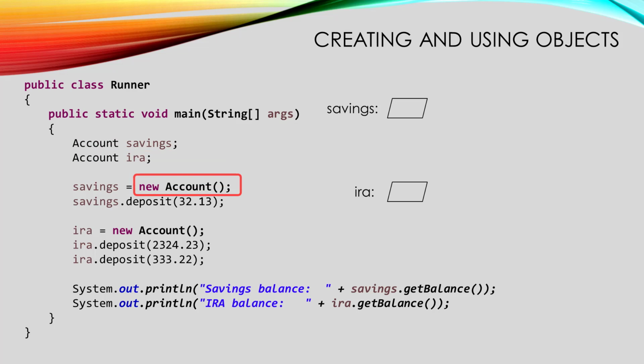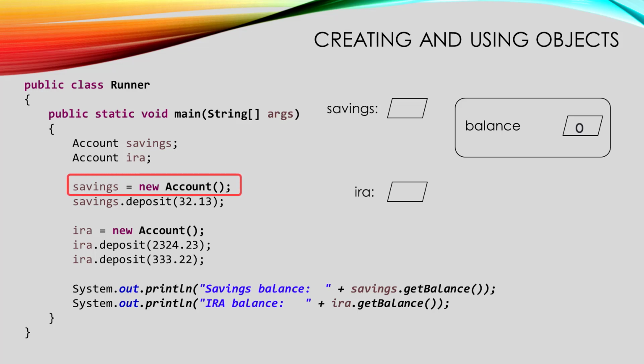We create objects using the new statement. Remember, we used that statement to create space for arrays too. So this is creating a new object whose type is account. The new statement returns a reference to that object, and we use the assignment statement to put that reference into the savings variable. Notice that Java has initialized all of the instance variables of our new object to 0.